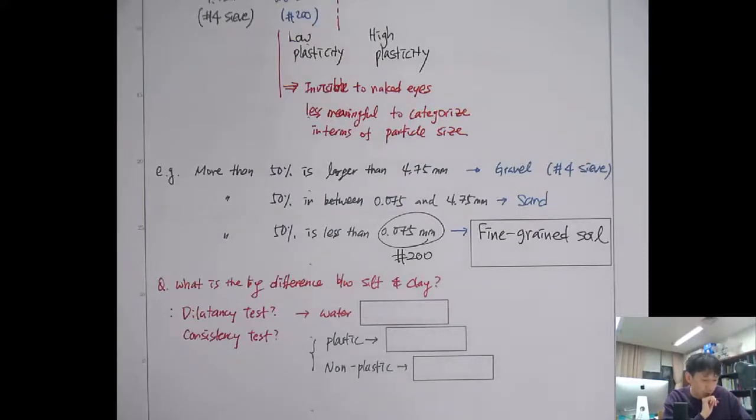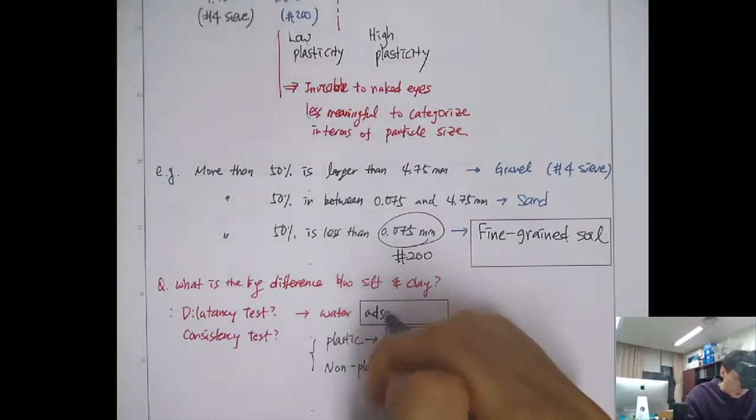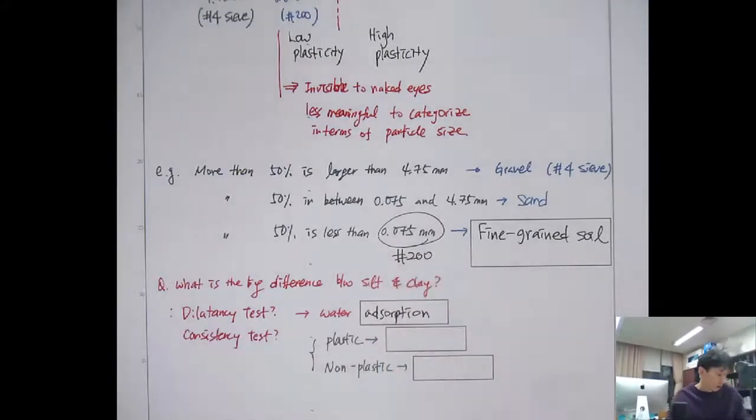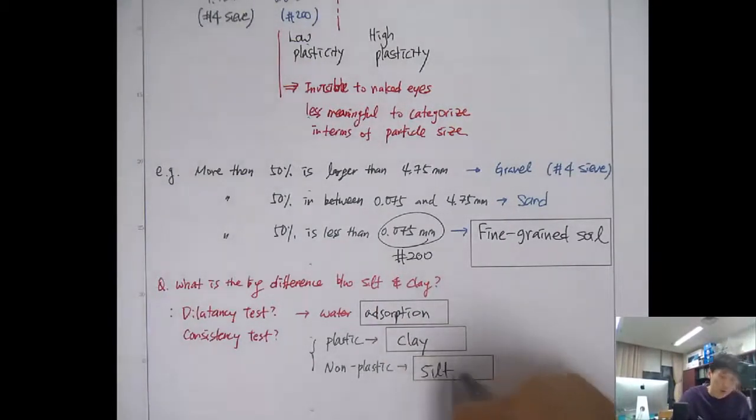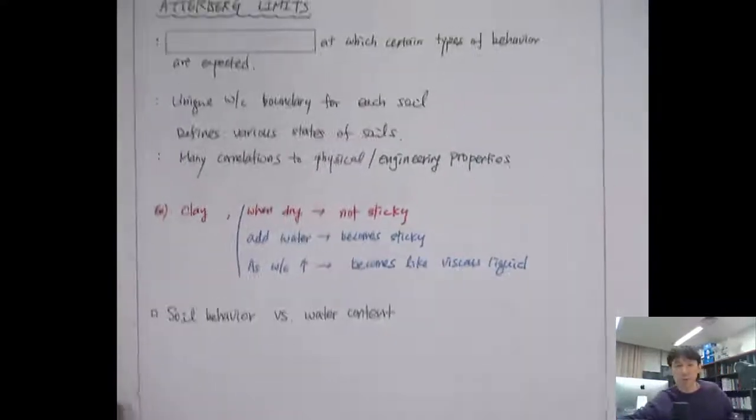Then what's the big difference between silt and clay? As I said, there's high plasticity and low plasticity, so how well it can absorb the water, or water absorbability. When it's plastic, it's clay, and when it's non-plastic, it's silt. If it can absorb a large amount of water, high absorbability, then it's clay, and if only a certain amount of water can be absorbed, then it's silt. Okay, so with that in mind, we can move on.